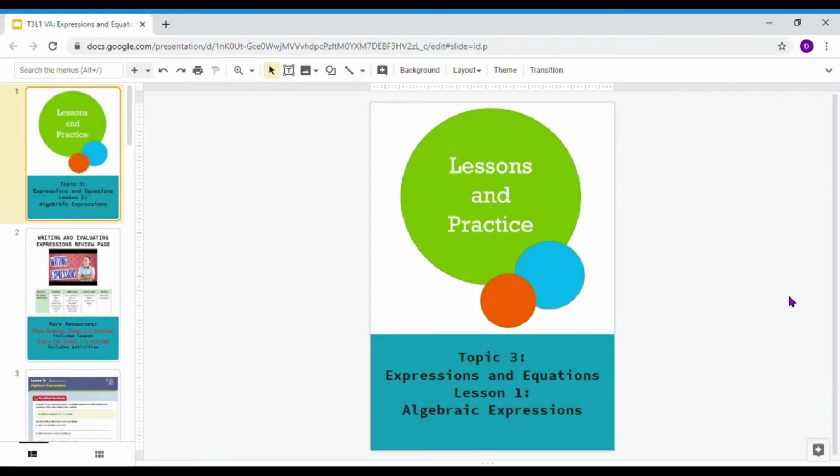So let's dive right into the lesson on topic 3, algebraic expressions. If you don't have your remote learning book right in front of you, you might want to go ahead and grab that and follow along for our guided lesson.